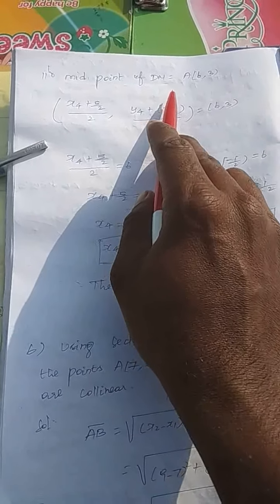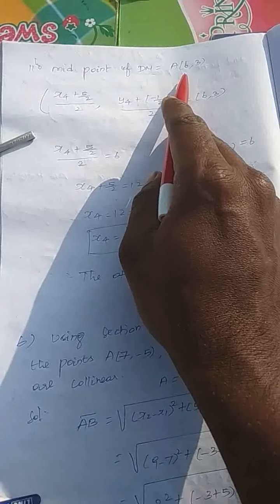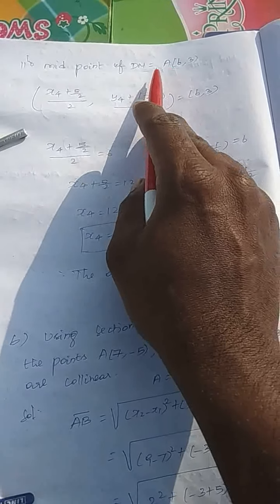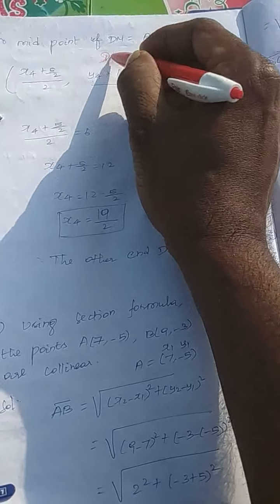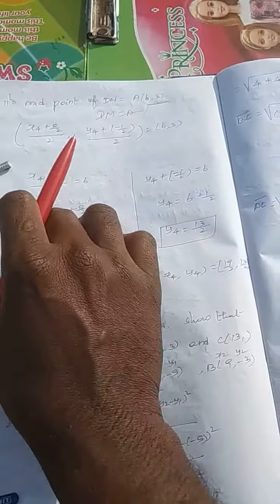Similarly, midpoint of DM equal to A of 6 comma 3. Midpoint of DM equal to A, but A values are given 6 comma 3.